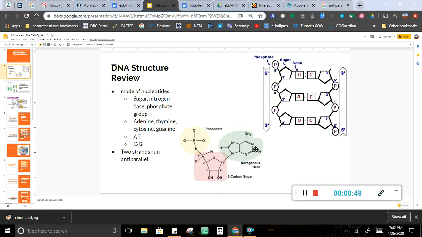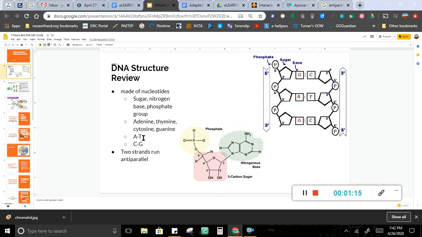And you can see my diagram down here, right? We have our phosphate group, we have our 5-carbon sugar, and we have a nitrogen base. Now that nitrogen base can be one of 4 different possibilities. We have adenine, thymine, cytosine, and guanine. And if you remember the complementary base pairing rules, adenine always pairs with thymine, cytosine always pairs with guanine.